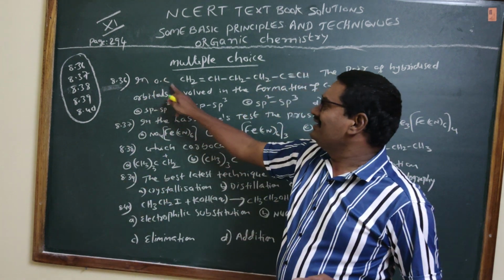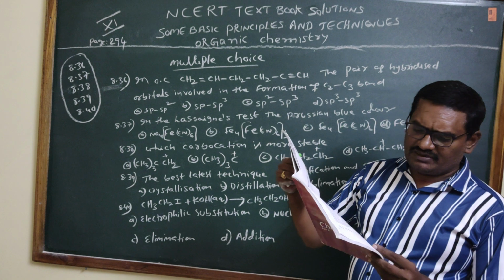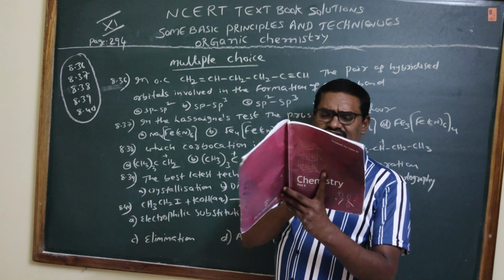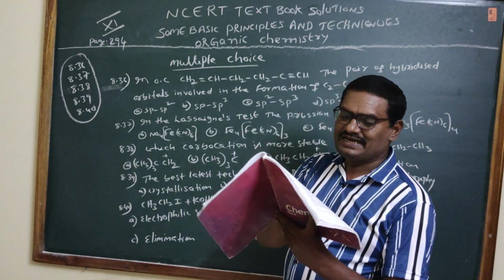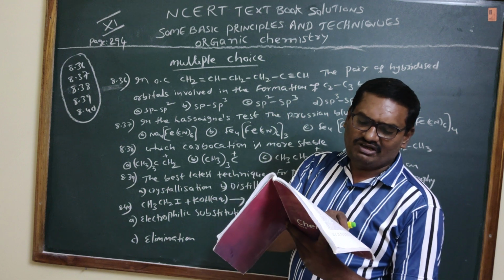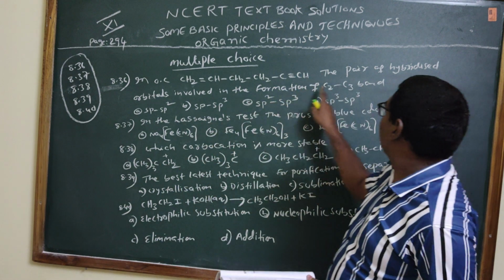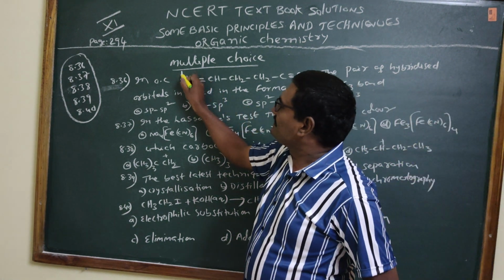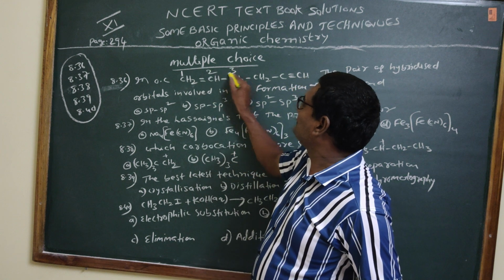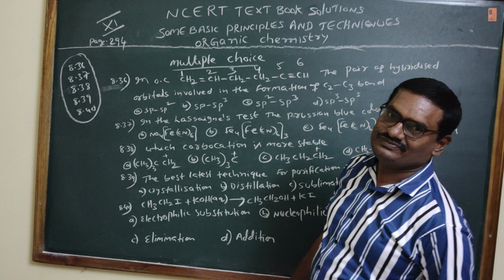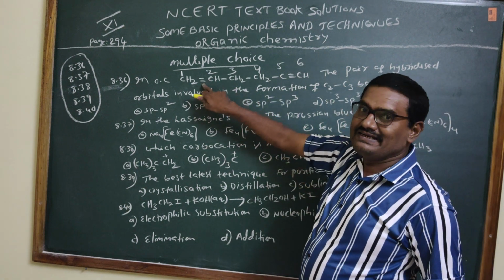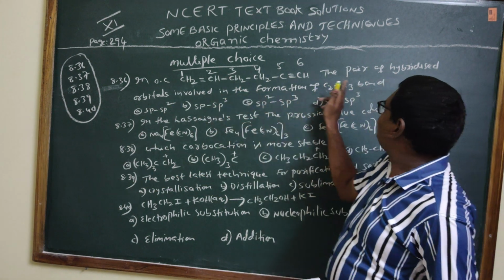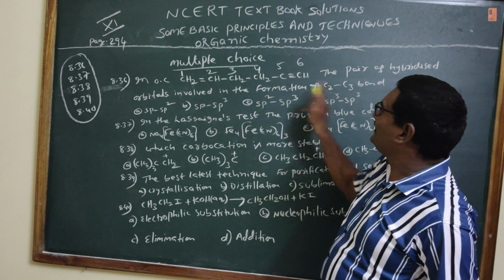So in the organic compound CH2=CH-CH2-CH2-C≡CH, the pair of hybridized orbitals involved in the formation of the C2-C3 bond. C2-C3 bond means the second carbon and the third carbon. So it is the first carbon, the second carbon, the third carbon, 4, 5, 6. High priority is the alkene compared with the alkyne, so we will give numbers from left to right. The second carbon is this one, the third carbon is this one.